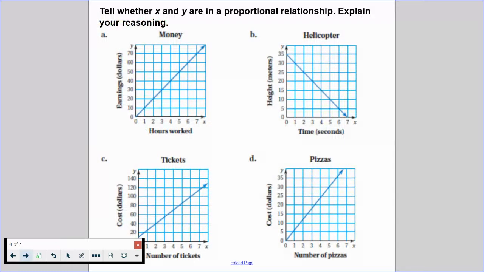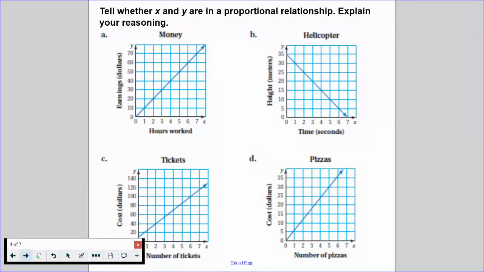So let's talk about some examples here. On this screen, there are 4 different situations. We need to tell whether x and y are in a proportional relationship, and we want to explain how we know. So we want to see, do these graphs show a proportional relationship? Do they go through the origin? Are they straight lines? I'm going to give you a minute. Please identify the proportional relationships and the non-proportional relationships and be ready to explain why they are or why they are not proportional.